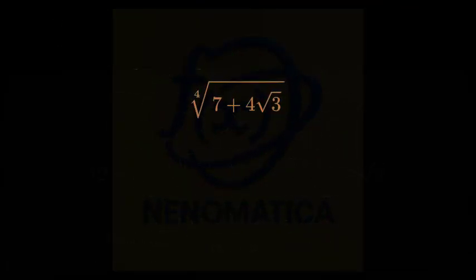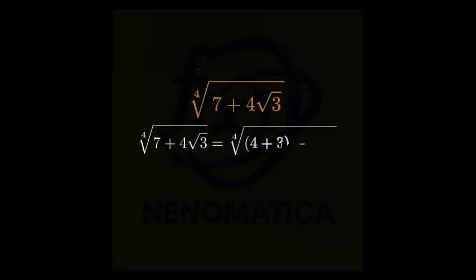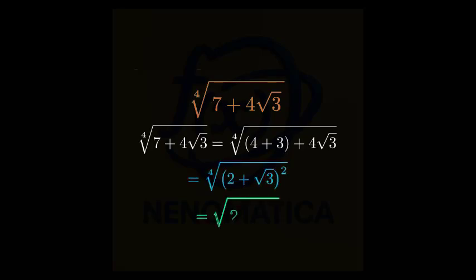We start with the fourth root of 7 plus 4 times the square root of 3. The trick is to look for a perfect square inside the fourth root. Write 7 as 4 plus 3. So the sum reads 4 plus 3 plus 4 times the square root of 3. That is exactly the expansion of the quantity 2 plus the square root of 3, all squared. Taking the fourth root of a square leaves a regular square root.